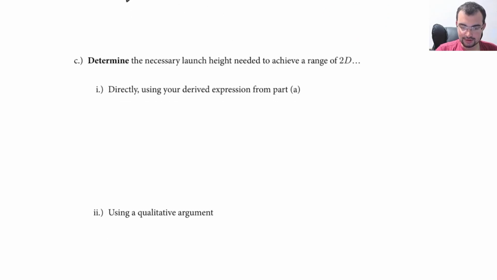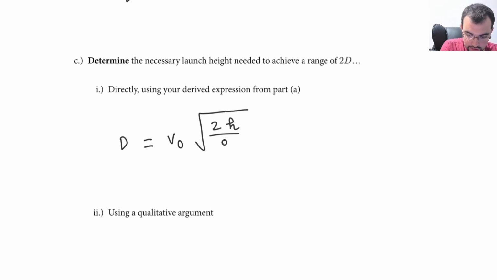Now let's figure out the launch height we need to achieve a range of 2d. First, directly using the expression. So d equals v0 square root of 2 times h over g. So what we want is d to be times 2. So what can we do to h to get out times 2?